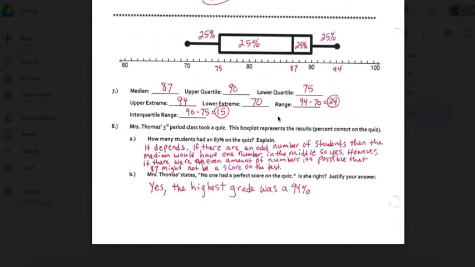And 8B, Mrs. Thomas states, no one had a perfect score on the quiz. Is she right? Justify your answer. Yes, the highest grade was a 94%. The upper extreme is 94, so no one had a perfect score because a perfect score would be 100. So nobody got more than a 94.